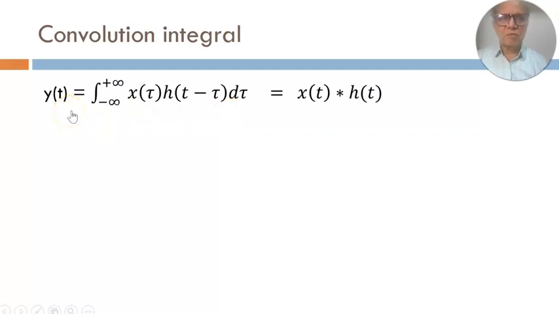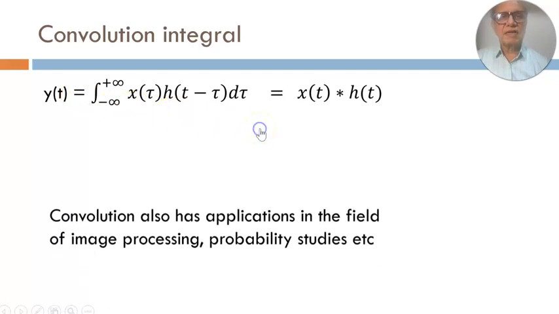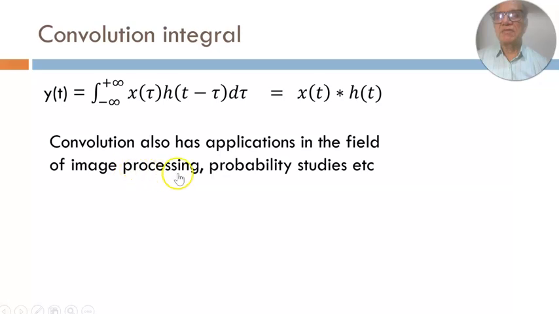Now I would like to point out one thing to you, that when we developed convolution integral, we were basically talking about finding the output of a system given the input. And our argument was that whatever may be the nature of the input, if the impulse response of the system is known, then you can calculate the output. However, note that this is basically a mathematical operation on two functions. Therefore, this is not the only application of convolution, that of finding the output of a system. Convolution also has other applications, for example, in the areas of image processing, probability studies, etc.